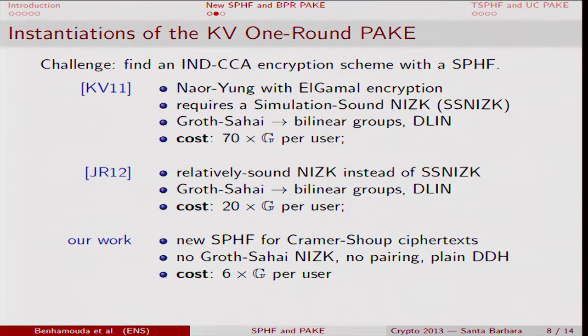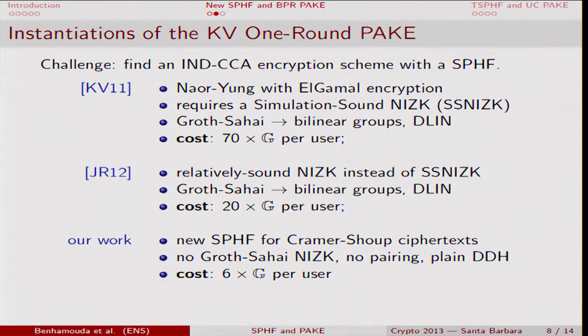pairings on bilinear groups. In 2012, Jutla and Roy improved this by replacing the simulation-sound NIZK by a relatively sound NIZK, which is a new notion they introduced in their paper. This reduces the communication cost to 20 group elements per user, but they still require Groth-Sahai NIZK and so bilinear groups. In our work, we introduce a new SPHF for Cramer-Shoup ciphertext, the Cramer-Shoup encryption scheme being one of the most efficient IND-CCA encryption schemes in the standard model. So we get an efficient BPR PAKE which only requires 6 group elements per user.